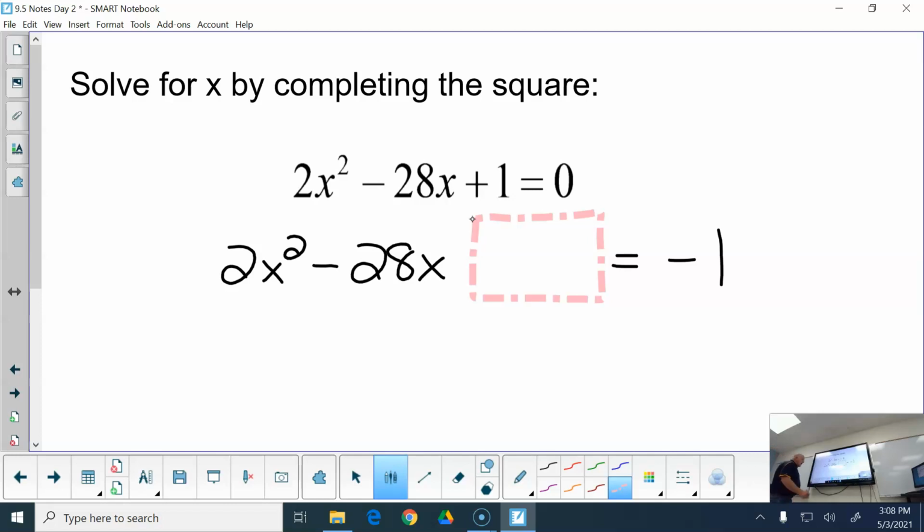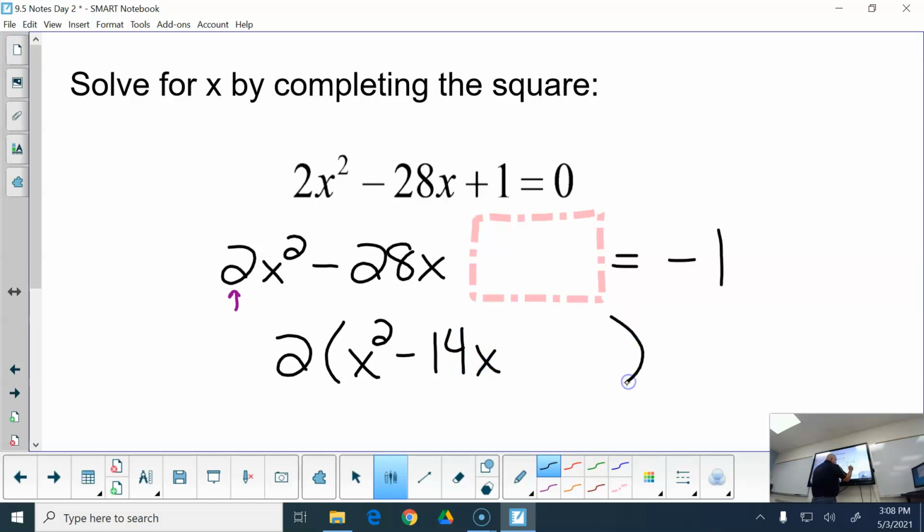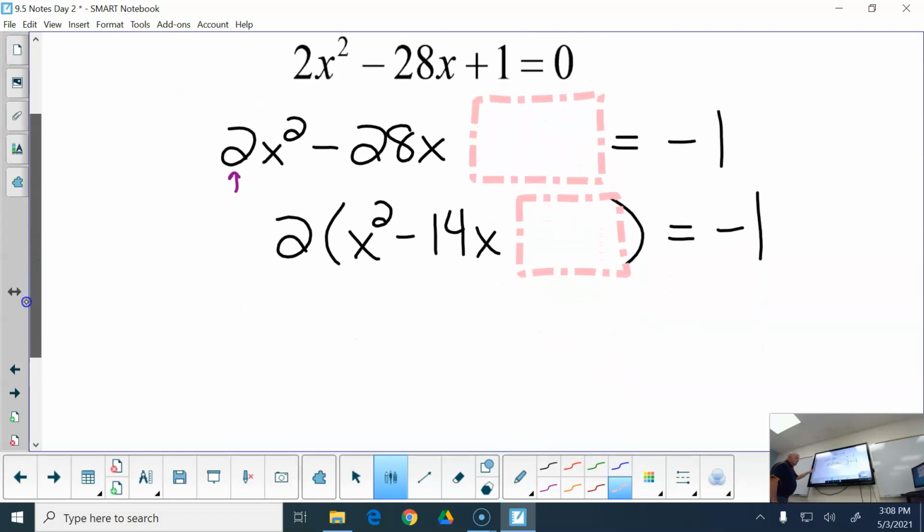So I've spaced out my equation, which creates this box that I'm going to need to fill. Step 2 says I need to look at this and I need to factor out a 2 because now I have a coefficient there. So this is going to be 2 times x squared minus 14x equals negative 1. And there's my box. Okay? So all I've done is I've just factored out the one side that coefficient is on. I don't worry about the other side. Mathematically, I'm still sound. Okay?